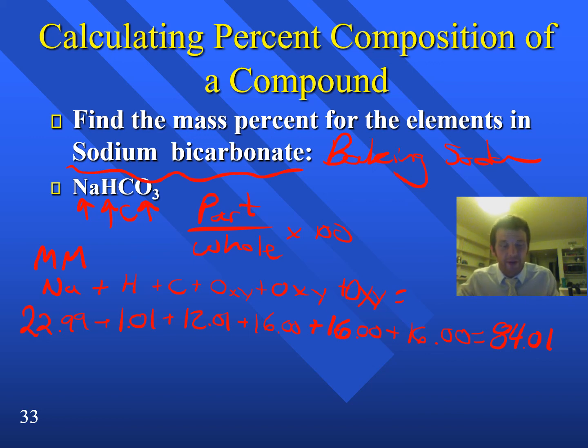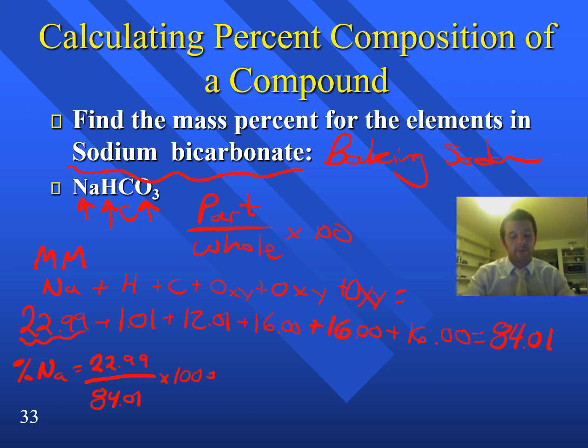You're going to start to see a pattern here. So the mass percent, so the percent of sodium is equal to the part, so the value of sodium, 22.99, divided by the whole thing, 84.01 times 100. So the percentage of sodium is 22.99 divided by 84.01 times 100, which is 27.37%.